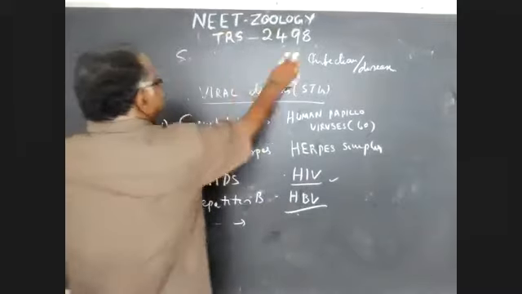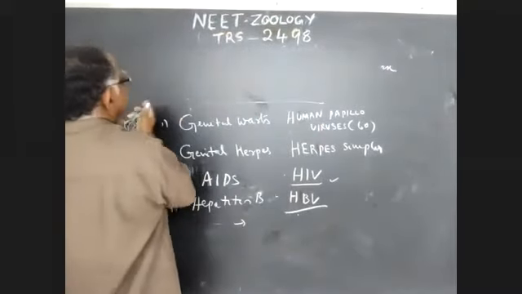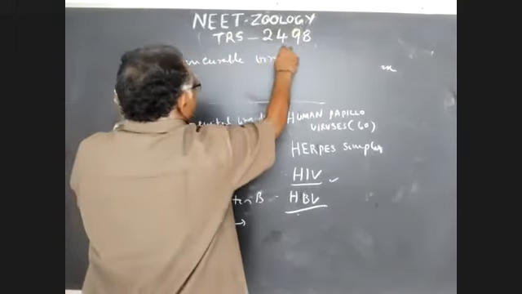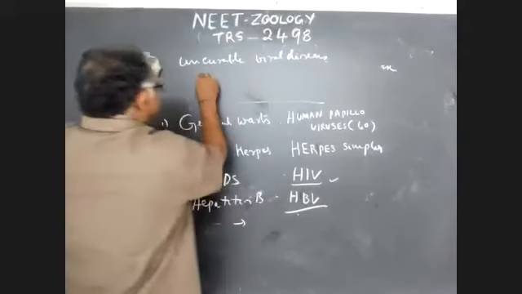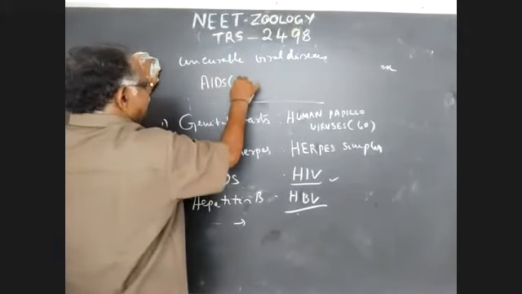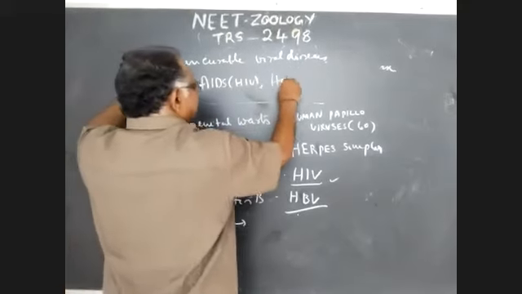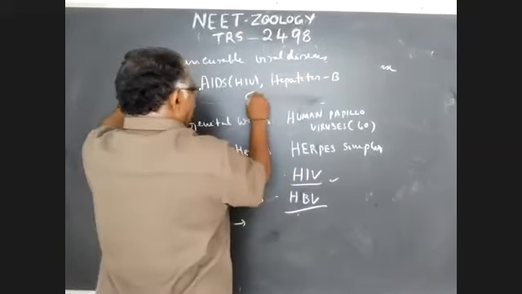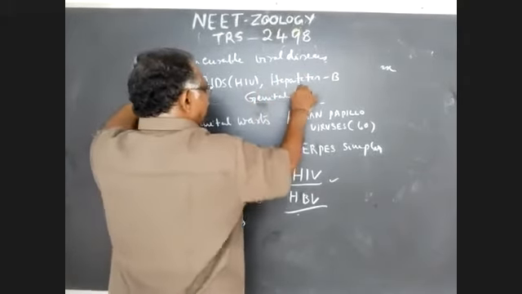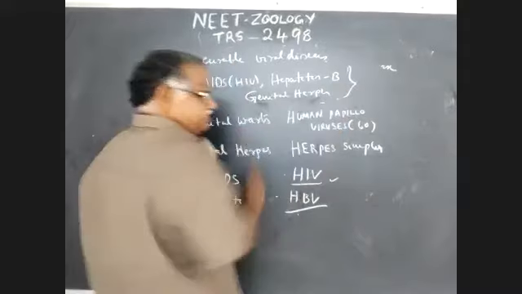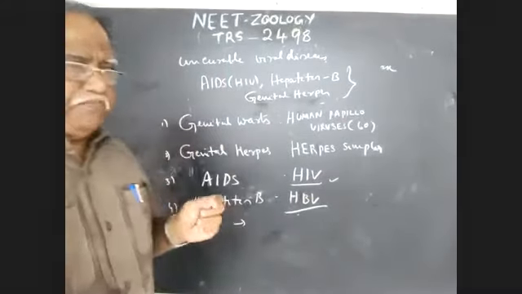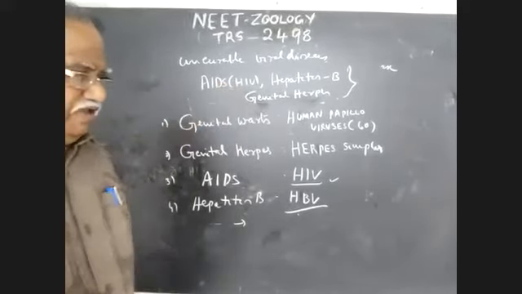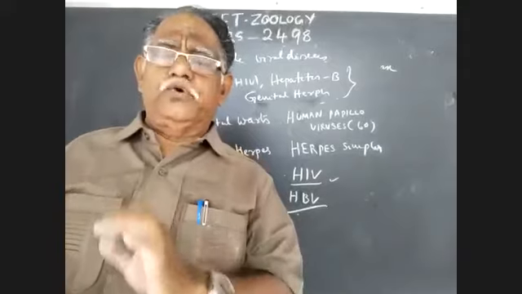So, next one, incurable viral diseases. AIDS, HIV, hepatitis B, and genital herpes. These three, this is most important. Hepatitis B, genital herpes, and AIDS, HIV are incurable diseases. They cannot be cured completely.